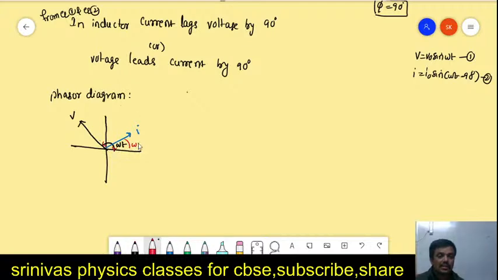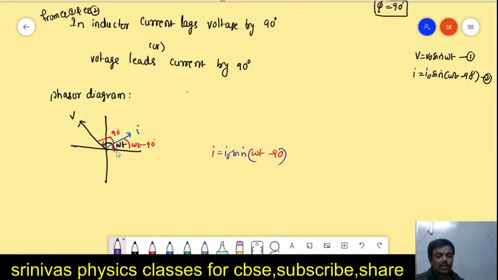This angle is omega t minus 90. Current angle is omega t minus 90, and this extra angle we take as the 90 degree. This angle is the 90 degree. Okay, you see here current angle how much it is? Omega t minus 90. Current angle is omega t minus 90. I equal to I naught sine omega t minus 90. Current angle is omega t minus 90.